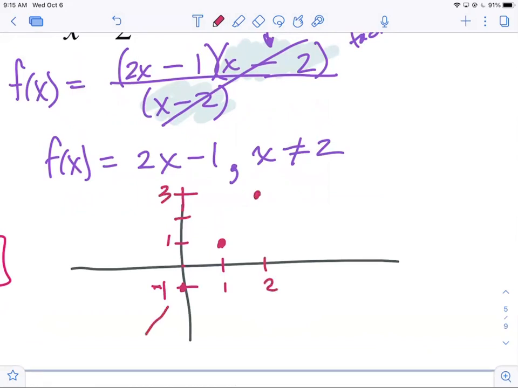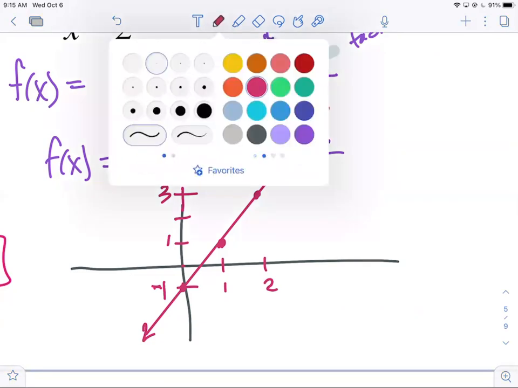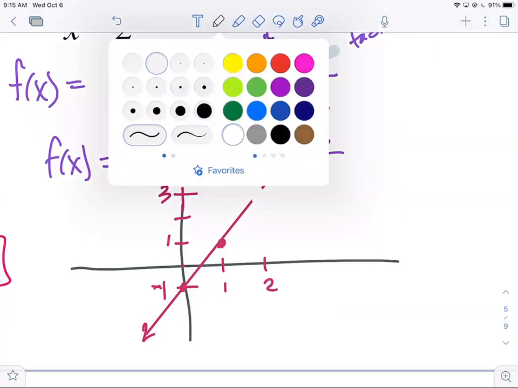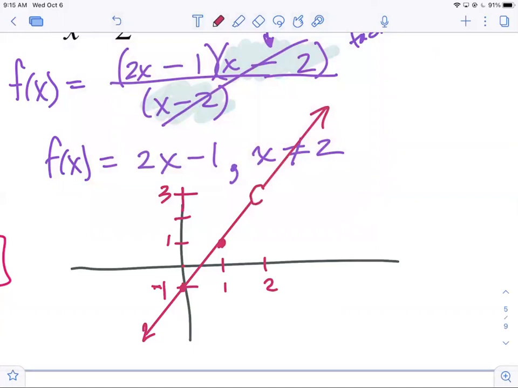So if we connect these dots, but wait, hang on. Now that I have the graph, but wait, what's wrong? It can't go over 2. Right, we can't pave right over 2. So get your little eraser tool or your white and just white it out there. And of course, we accentuate it by putting an open circle there.